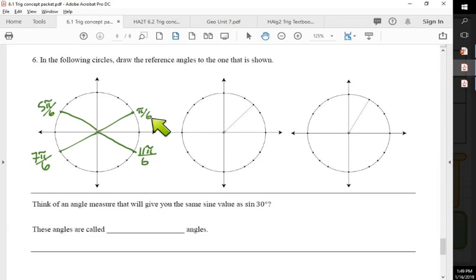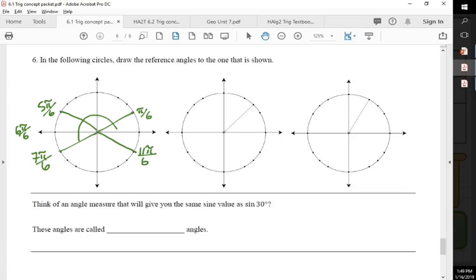So if this one right here is pi over 6, this is pi over 6. This right here is 5 pi over 6. And again, how did we get that? We got that because we know that this is 6 pi over 6 right here, because that's 1 pi. If we back up 1 pi over 6, this is what we get. We get 5 pi over 6.